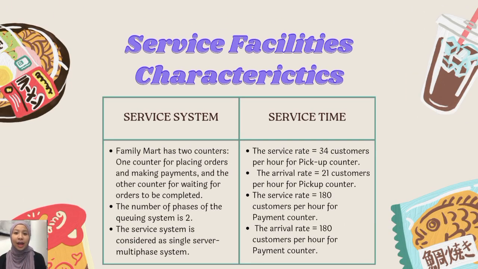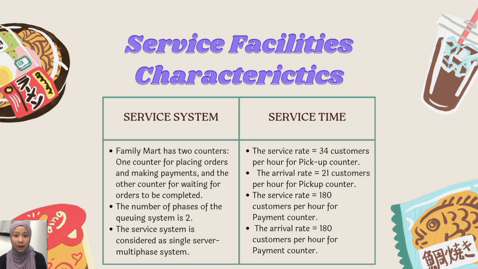Now, let's look at the service facilities characteristics for Family Mart. On the left table, we have the service system. Family Mart operates with two counters. The first counter is for placing orders and making payments. The second counter is for waiting to pick up complete orders. The system is a two-phase queuing system classified as a single server multi-phase system. On the right, we see the service time details.